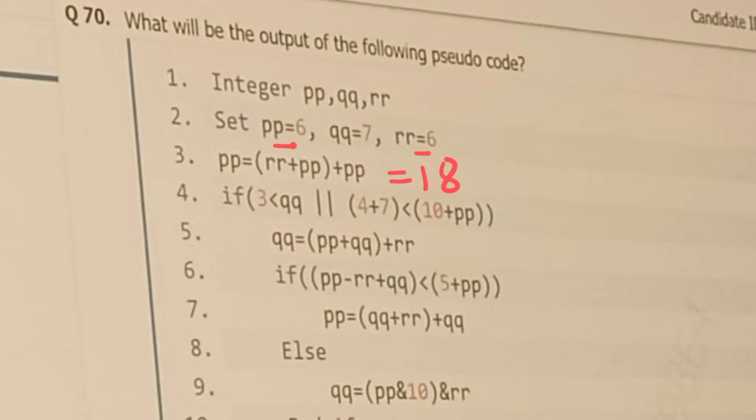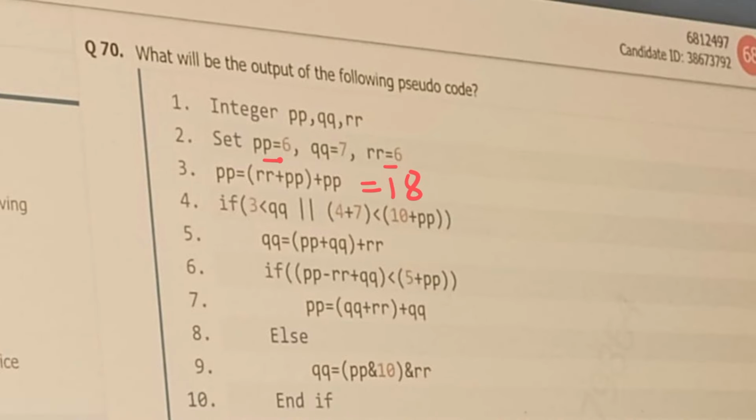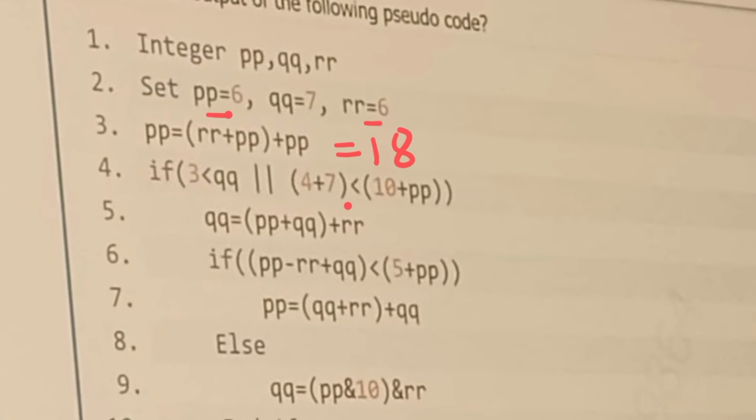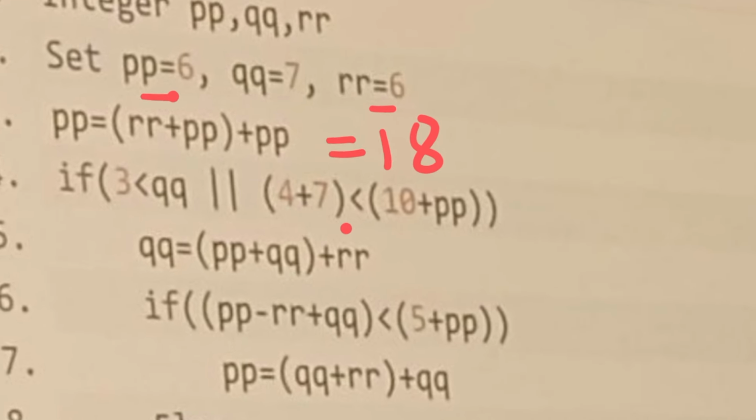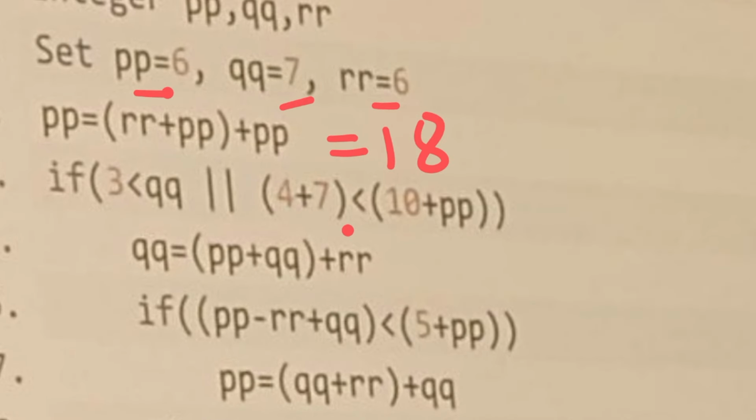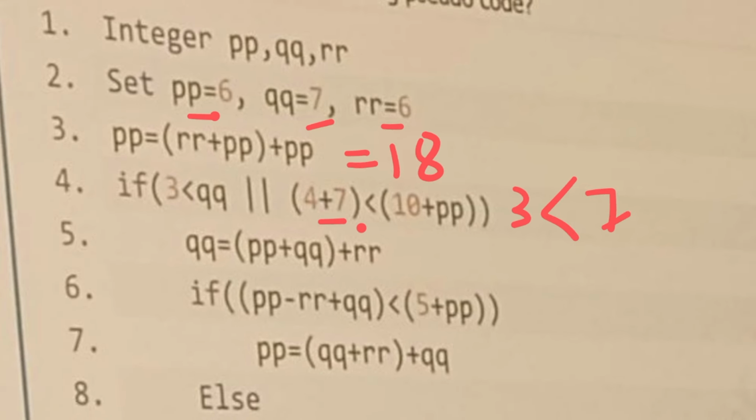Then we are checking if 3 less than q or this. In case of OR operation, what I have told is that if one condition is true, then the whole statement is true. Only if both the conditions are false is the whole statement false. So let's check. 3 less than q, the value of q is 7, so 3 less than 7, yes, this is true. And 4 plus 7 is 11, and 10 plus p means 10 plus 6 is 16, so 11 less than 16.